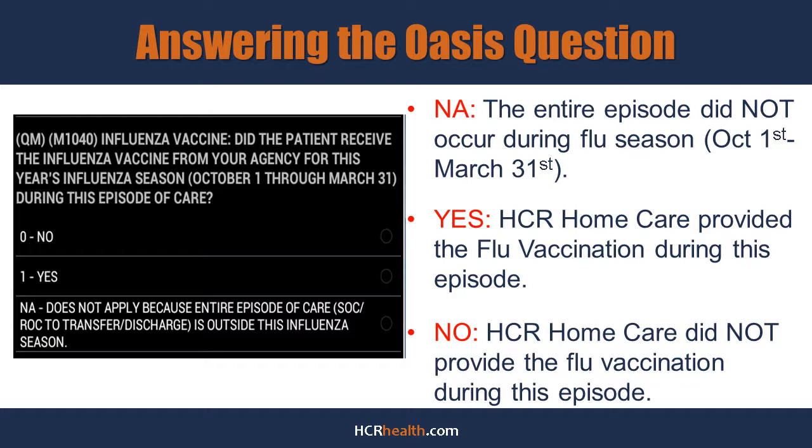So let's get back to the OASIS question. We are asked if the patient received the flu vaccination from our agency. If the entire episode did not occur during flu season, we can respond NA. If we did provide the flu vaccination, then we can respond yes. If we did not provide the flu vaccination and the episode occurred during flu season, then we will respond no. If we respond no, we will be asked an additional question to clarify why we didn't provide this vaccination.